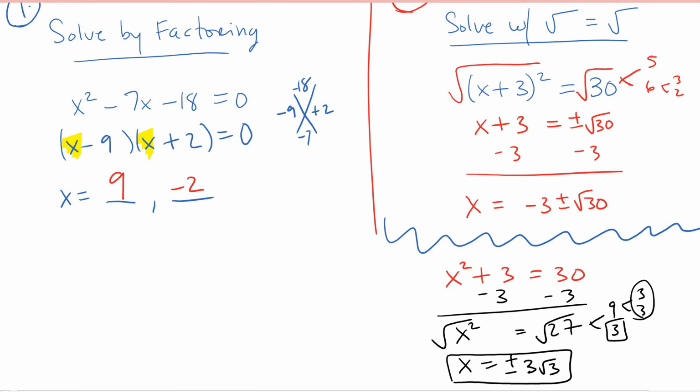So the difference between these two problems is this one, you had to square root first to get rid of the parentheses, and this one you were able to subtract 3 first to get rid of the 3 since the squared was not outside of parentheses. Okay? All right, that should help you with what you need for your assignment today.